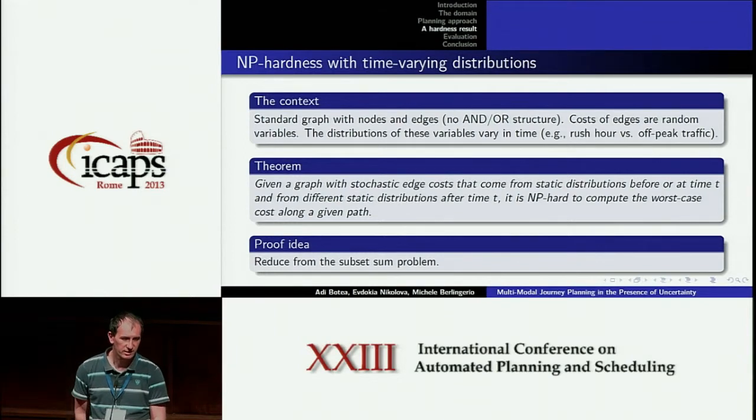And the theorem says that it is NP hard to compute the worst case cost along a given path. The idea of the proof is to reduce from the subset sum problem.